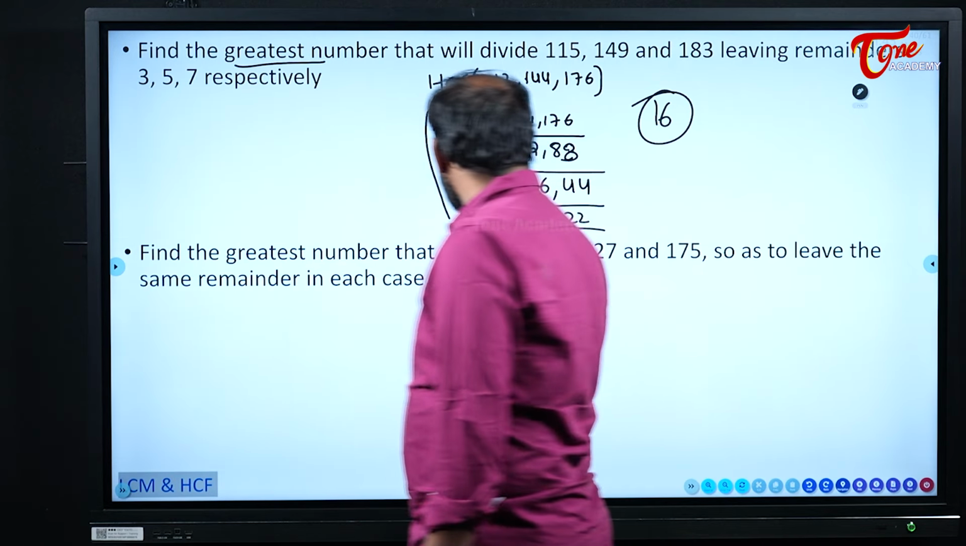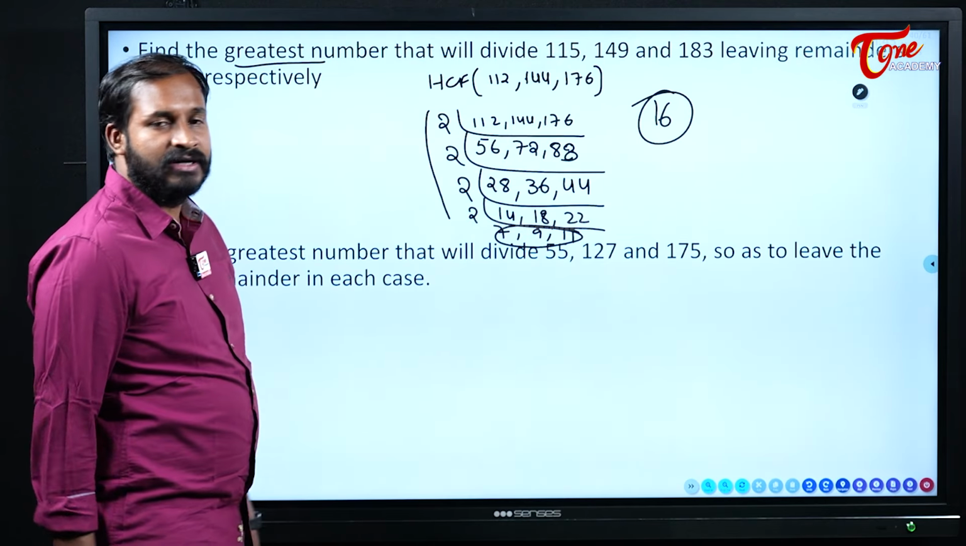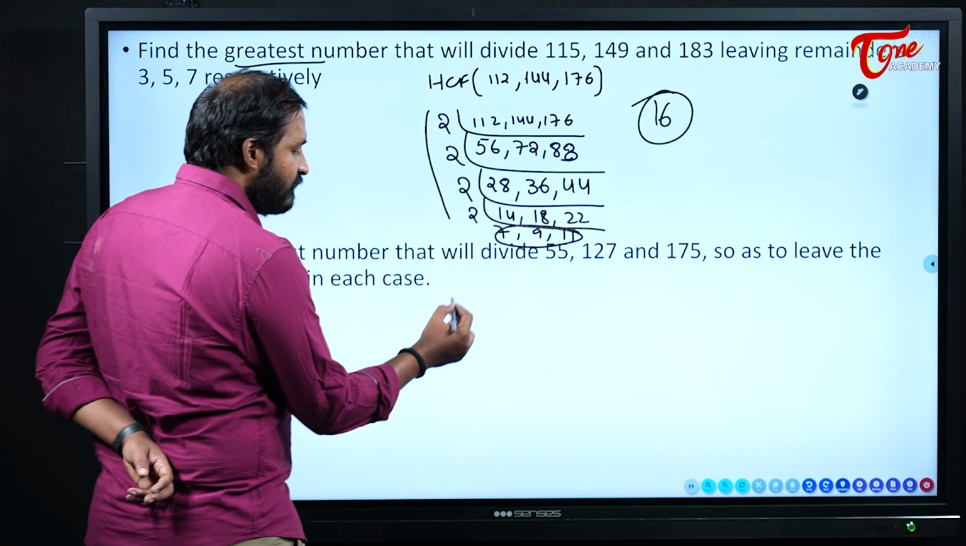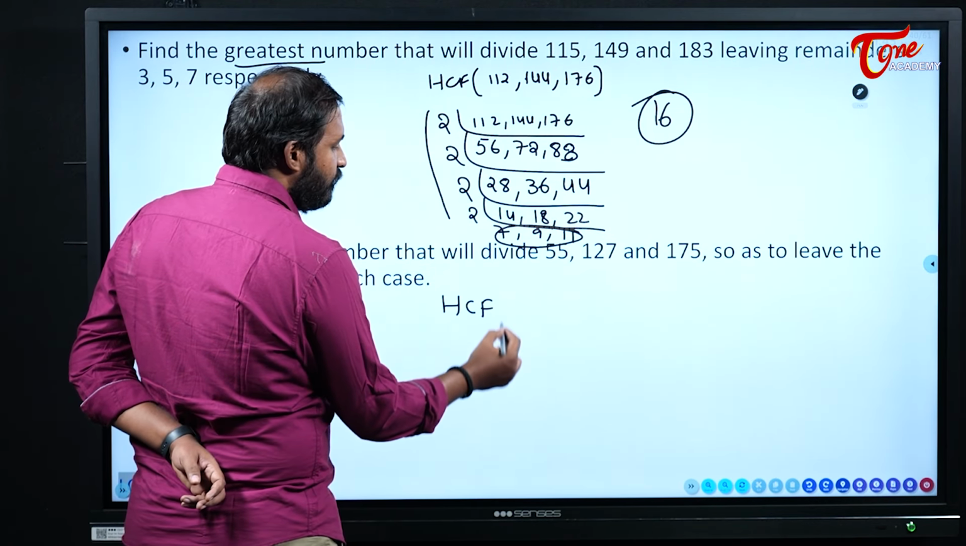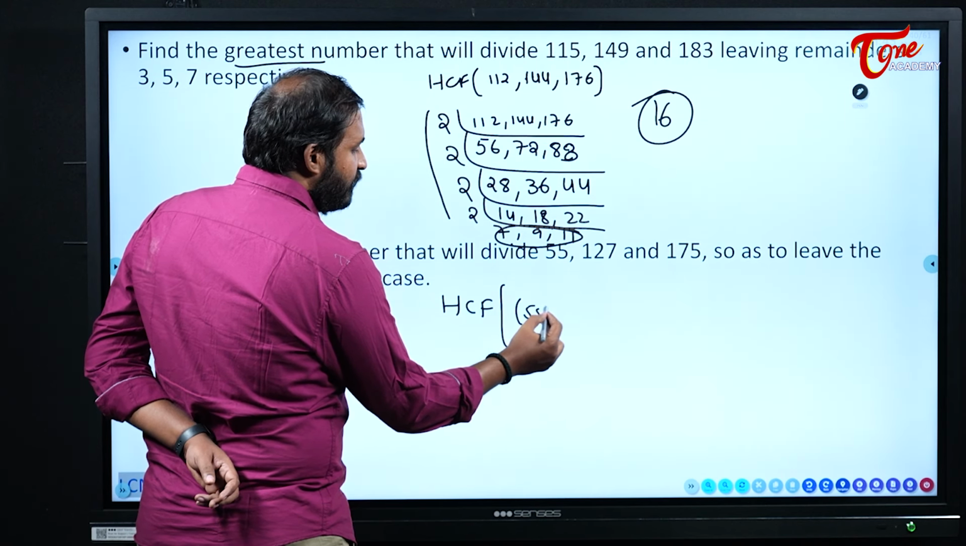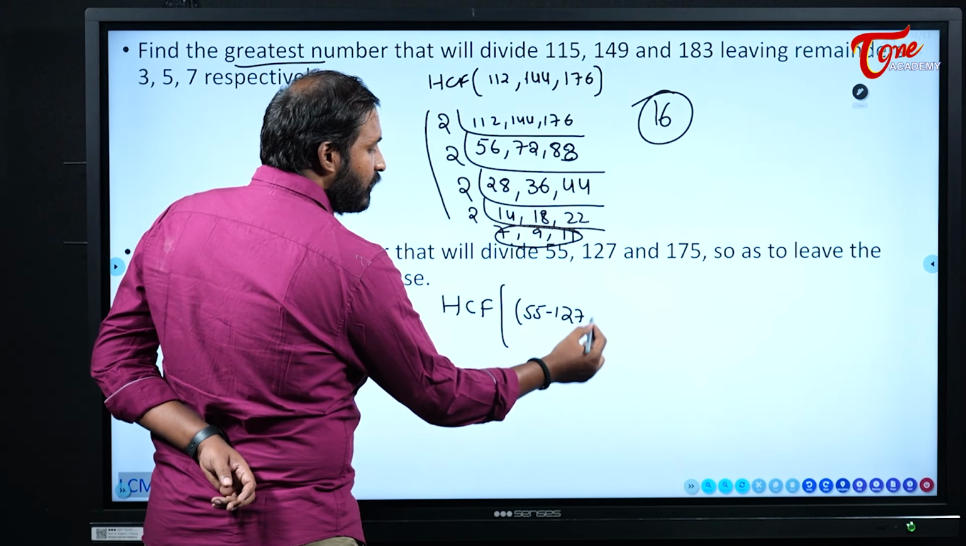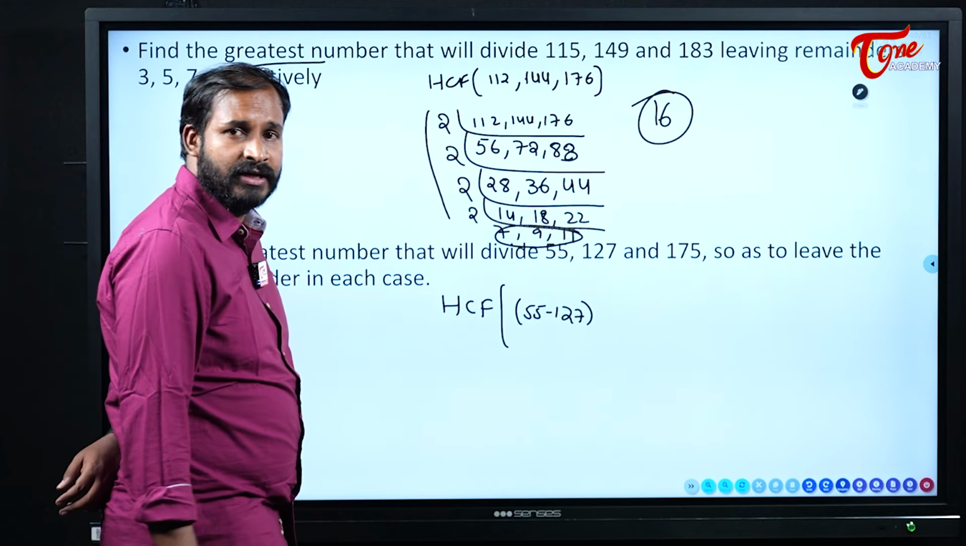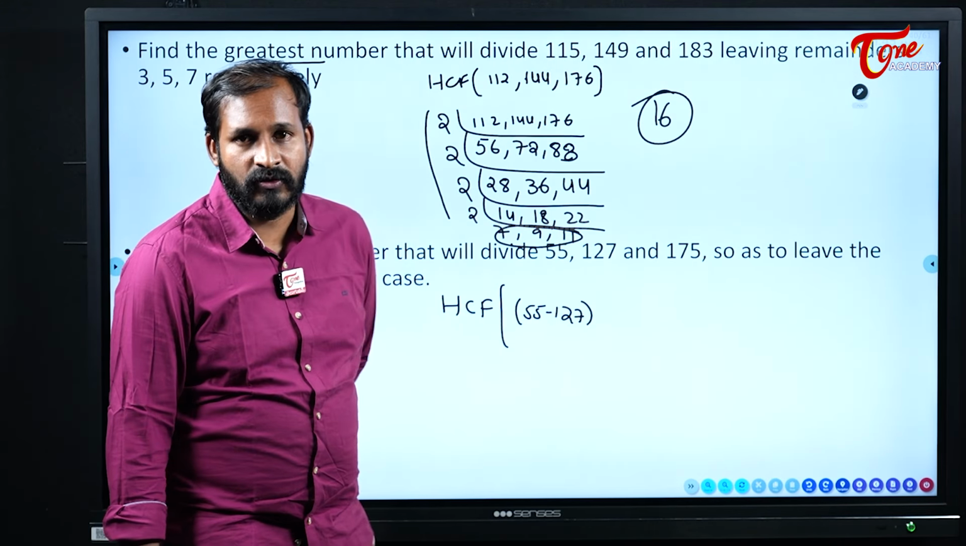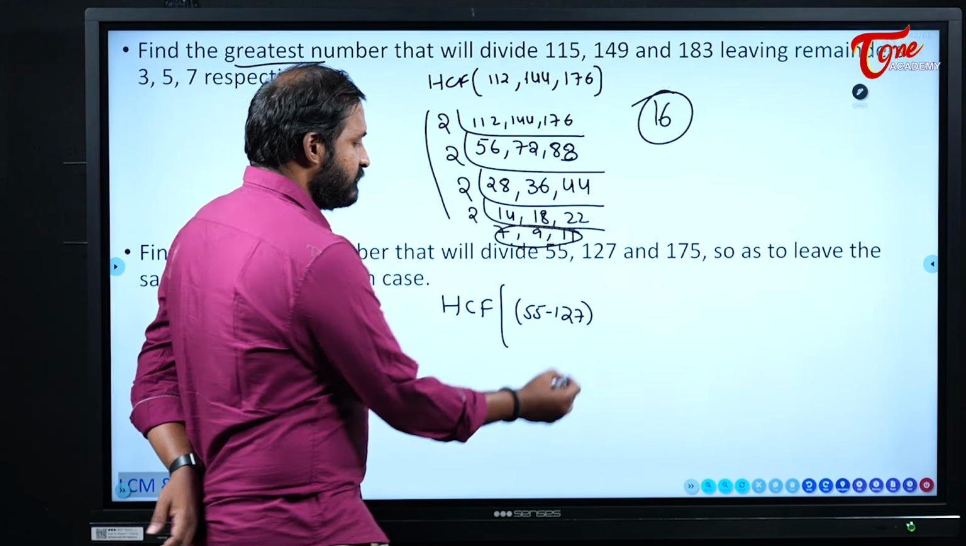Find the greatest number that will divide 55, 127 and 175. So, what I will do is I will simply find the HCF of 55 minus 127. We will not bother, we will only observe the difference. No need to worry about the signs. No need to worry about the signs, simply observe the difference.